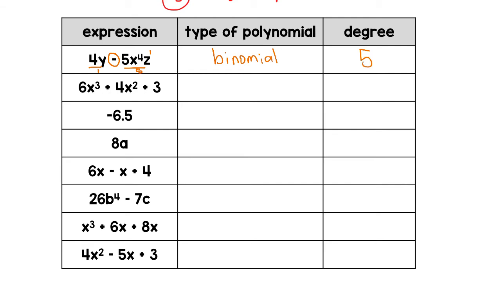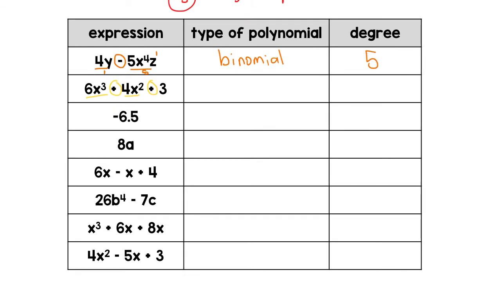To do another one, we have 1, 2 plus signs, no minuses. So that means we have 1, 2, 3 terms. And that means we have a trinomial.